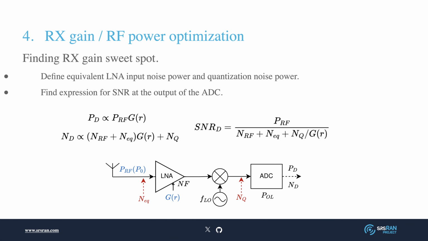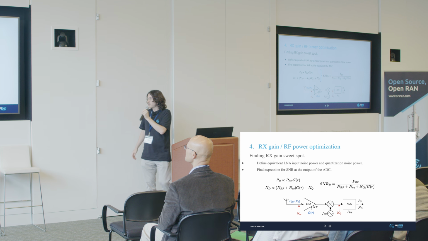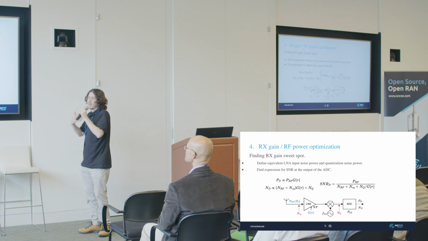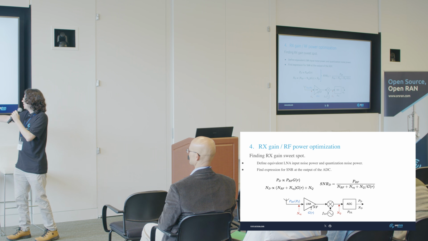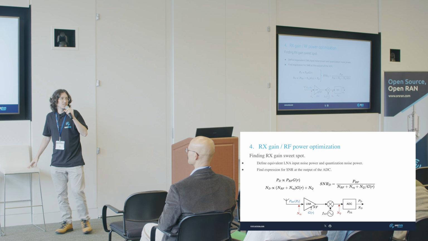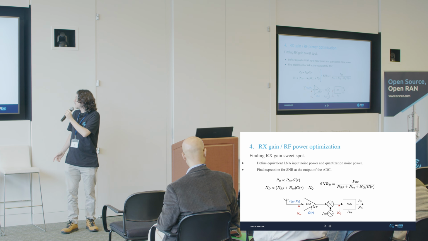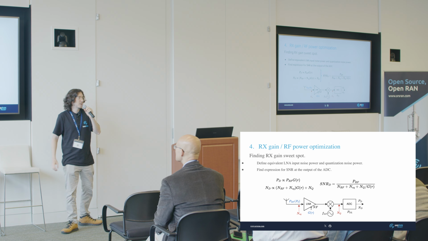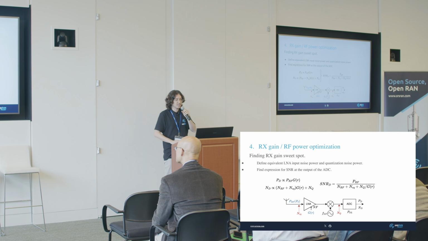Then, what does this mean? Well, we need to find a sweet spot for the receive gain. In order to do that, we can analyze these different noise contributions. So as I said, there is the receive power, then the equivalent input noise to the LNA, which is a factor of how noisy the LNA is, and then the quantization noise, which we can also model as an input noise at the input of the ADC.